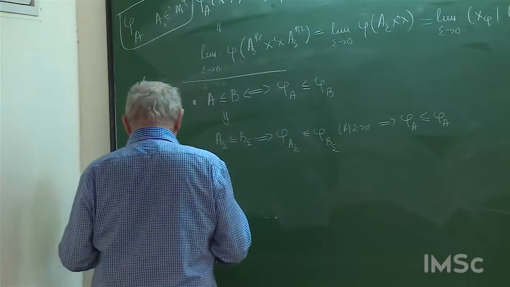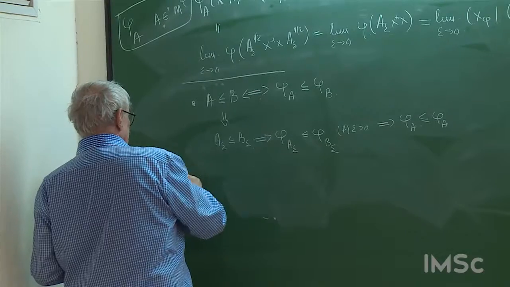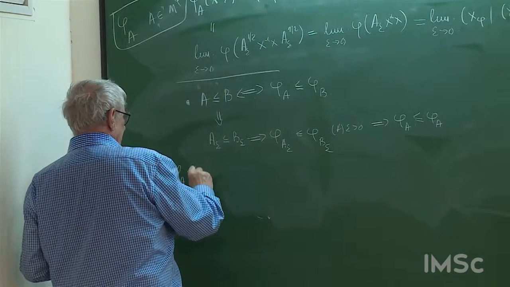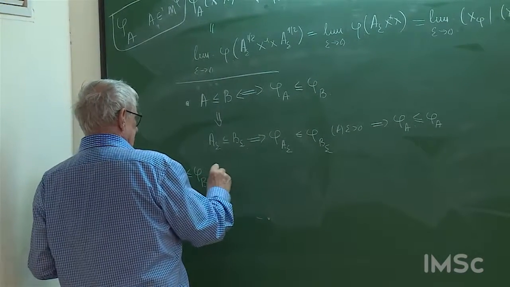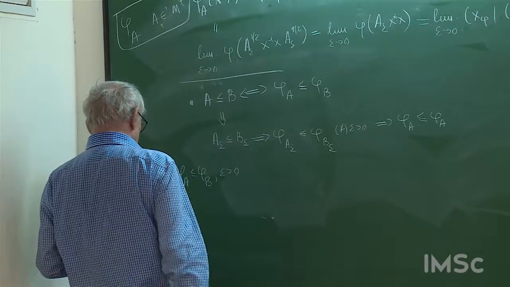Conversely, assume that phi sub A is less than phi sub B, and take an epsilon bigger than 0.